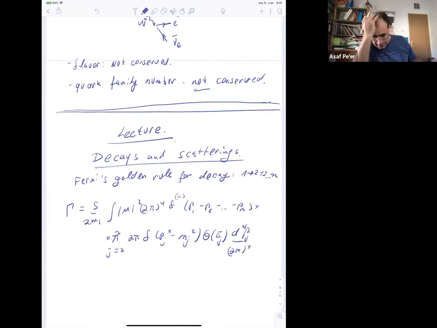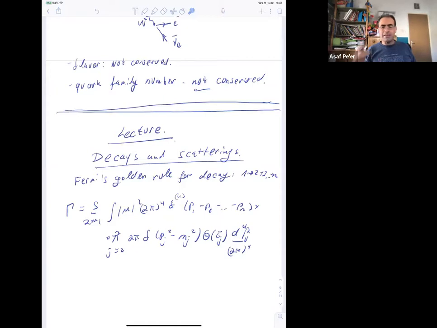Here mj are the masses of the particles. Pj is the four-momentum. Ej is of course pj0. S is a statistical factor that takes care of identical particles. If there are no identical particles, it's simply 1. If there are S identical particles, it's 1 over S factorial. And M is the amplitude. It's a matrix element. That's the name M.